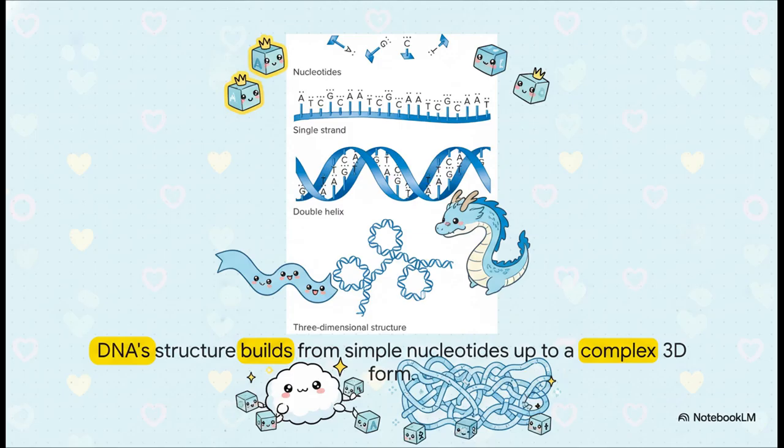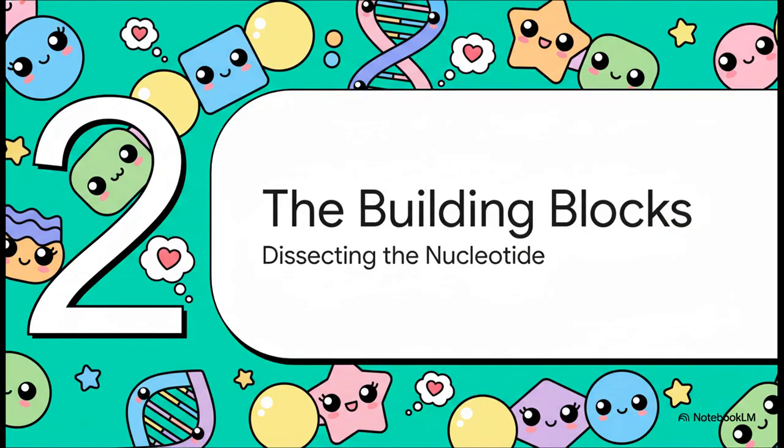See how we can start at the bottom with that big, complex 3-leaf shape and just zoom all the way in, level by level, until we get to the individual letters, the nucleotides, right at the top. It's all about building from simple to complex. So let's start at level 1, the nucleotide.